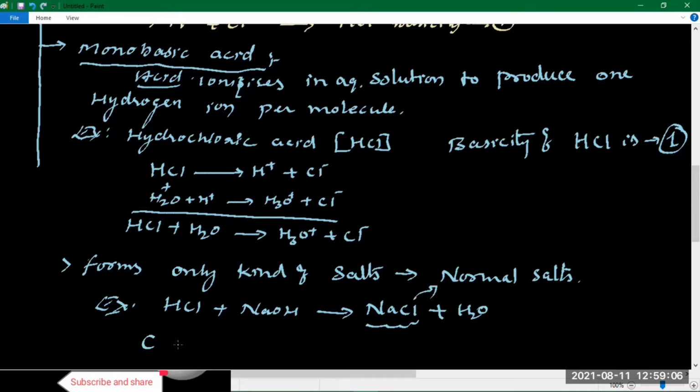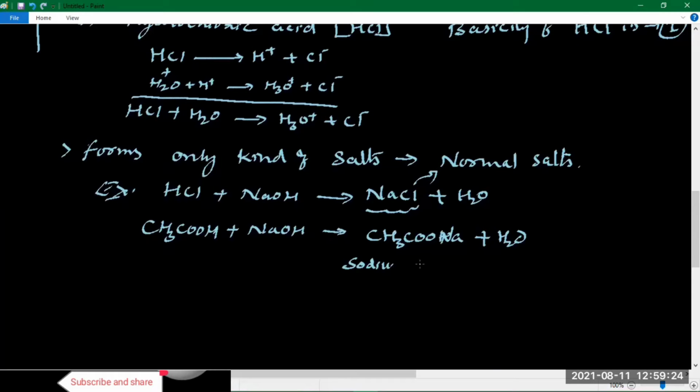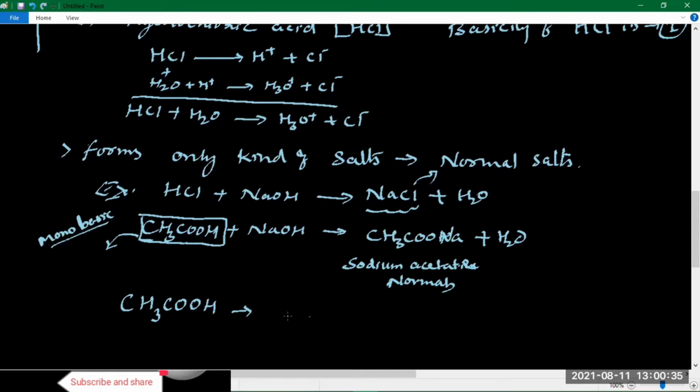The same way, when I check CH3COOH, when it is treated with NaOH, it produces sodium acetate, which is also a normal salt. Now, children, you may get confused here: how is CH3COOH considered a monobasic acid? Acetic acid has 4 hydrogen atoms in it, but it ionizes only 1 hydrogen in aqueous solution.